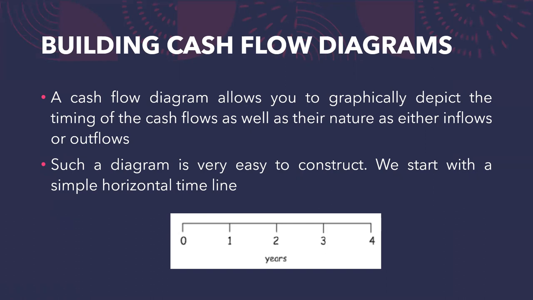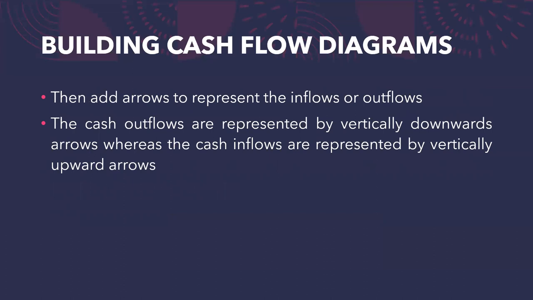So in a cash flow diagram, we know the x-axis, or the horizontal axis, represents the time interval. It may be in years, months or quarters. In such a diagram, it is very easy to construct. We start with a simple horizontal timeline. Then we add arrows to represent the cash inflows and cash outflows. To represent the cash outflows, we draw a vertically downward arrow. To represent the cash inflow, we use a vertically upward arrow.